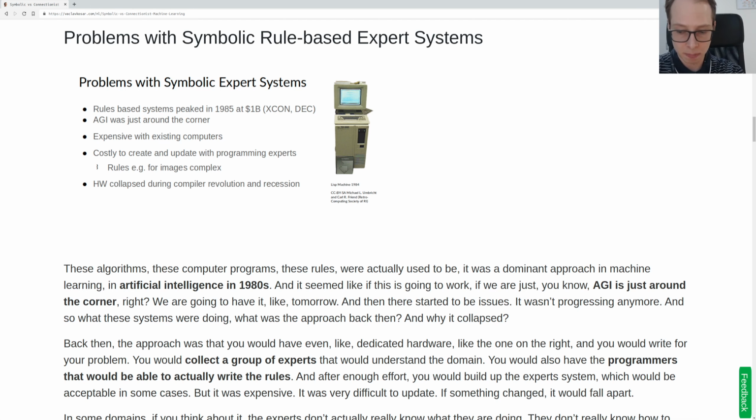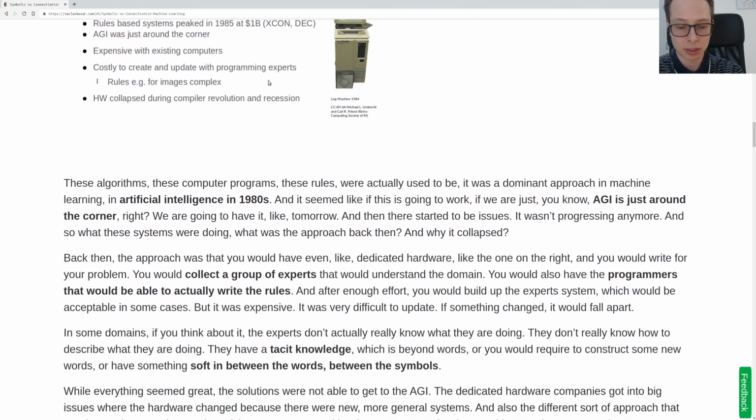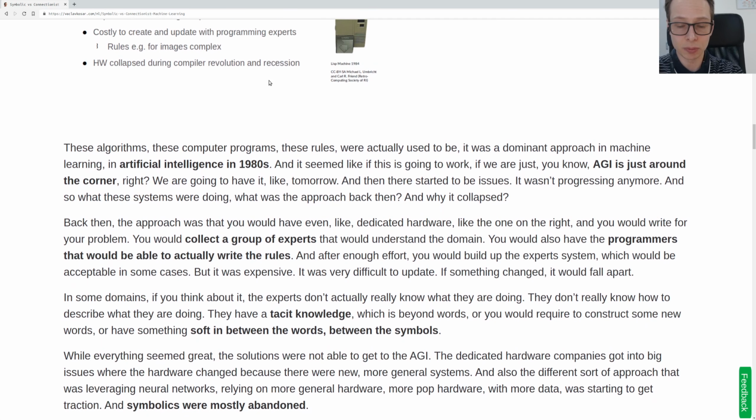it collapsed. What happened? There are several issues with this approach. Writing down rules is difficult in itself. You have to be an expert, and you actually have to have a description for the rules that you are using in your domain, because sometimes the experts don't even know what they are doing. They have something in between words which they cannot describe in symbols. You know, actually writing things down, that's a very useful thinking tool, right? Let me get back to that later.